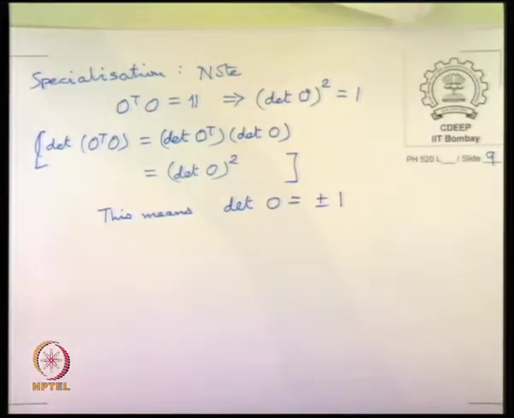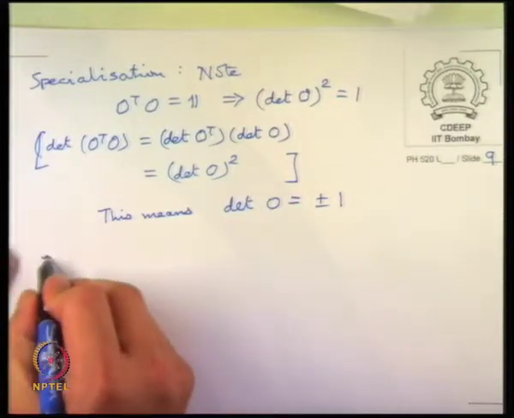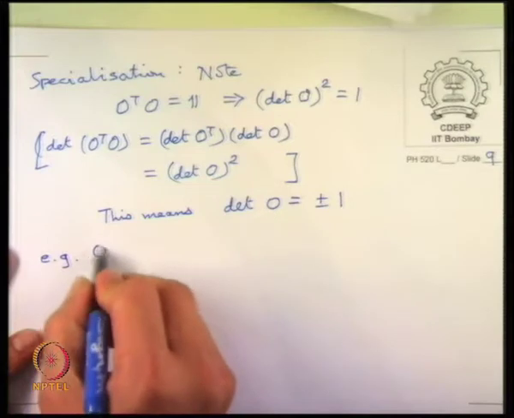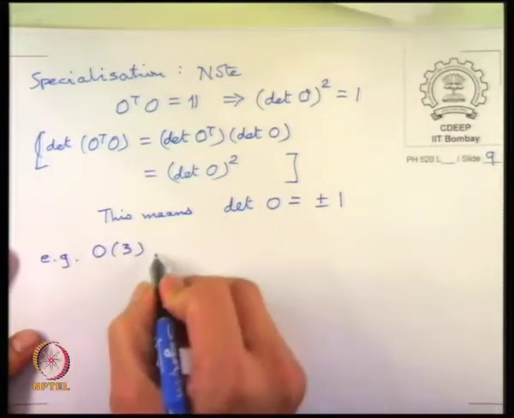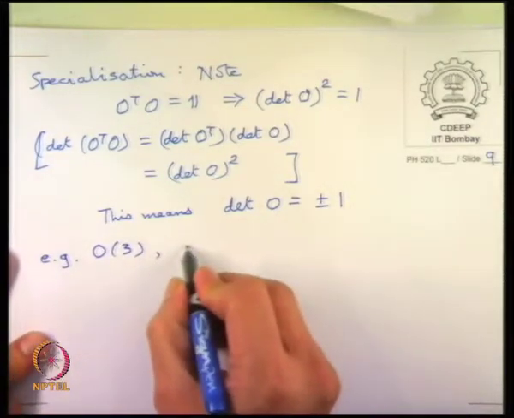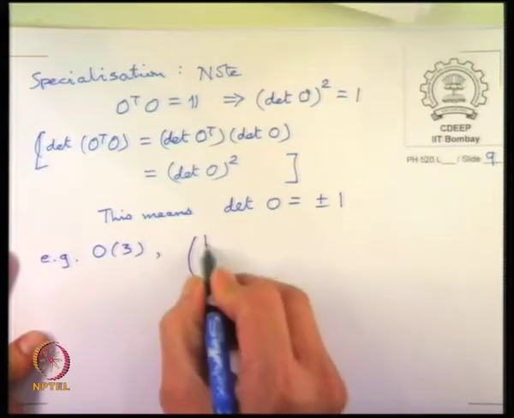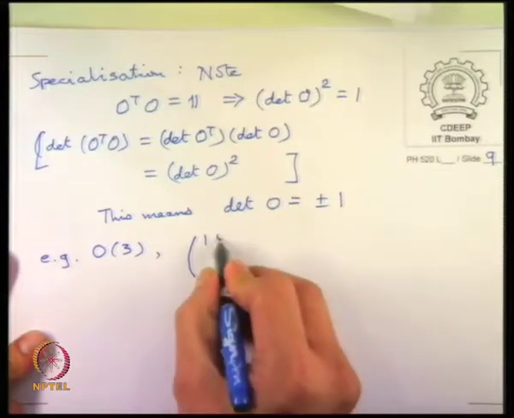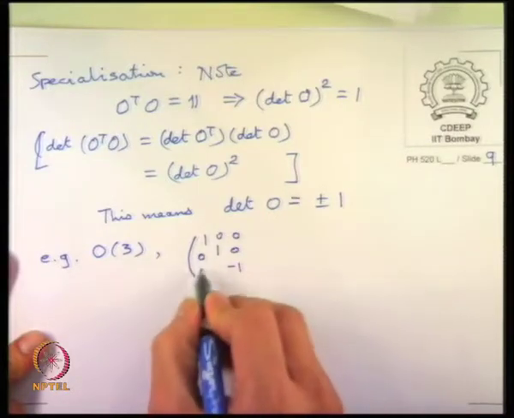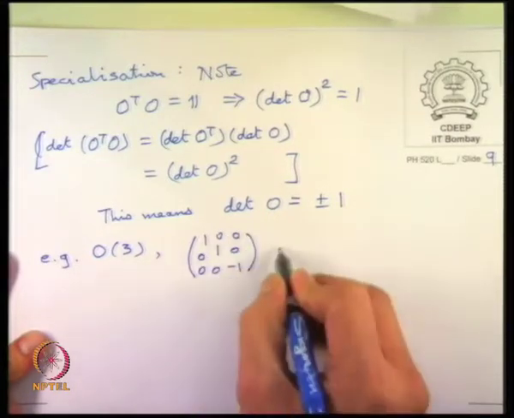Now if we take SO3, so if we take O3, the matrix 1 1 minus 1 also belongs to it.